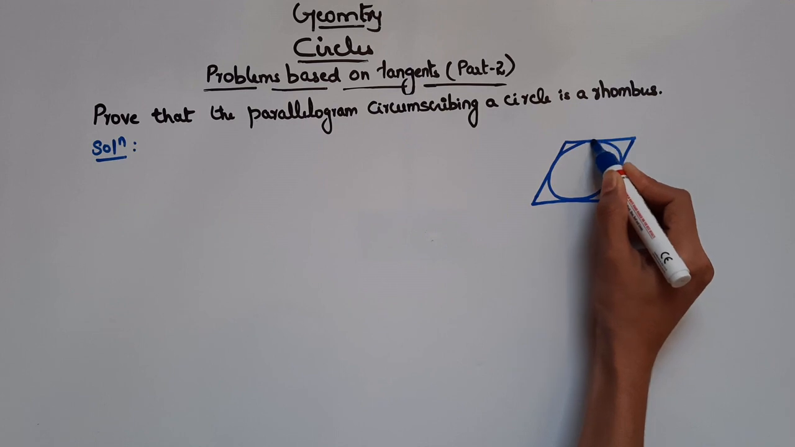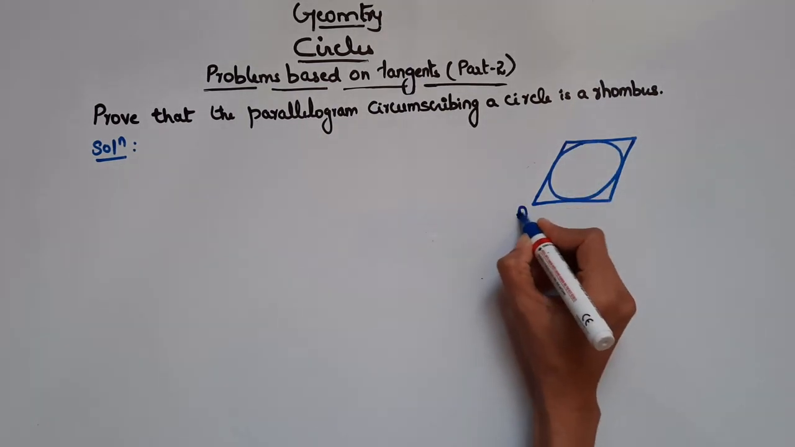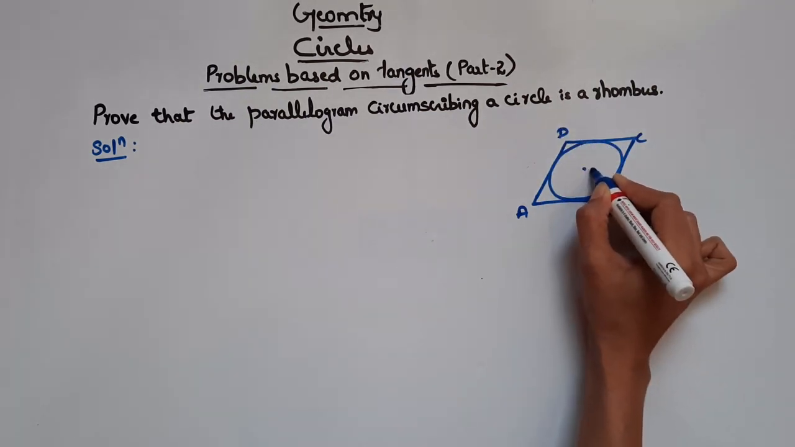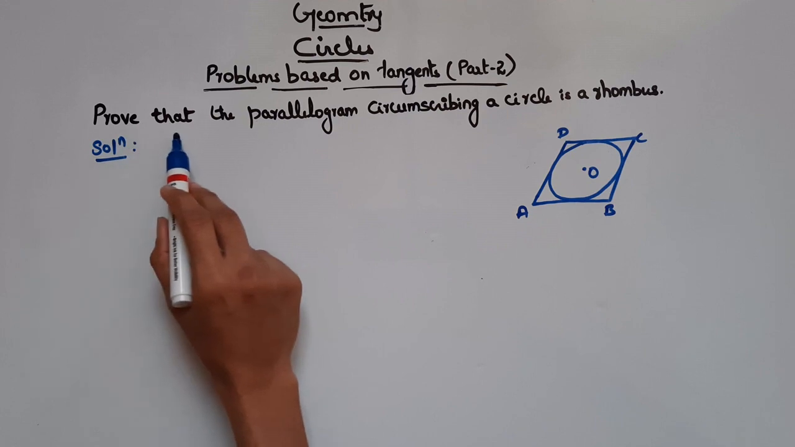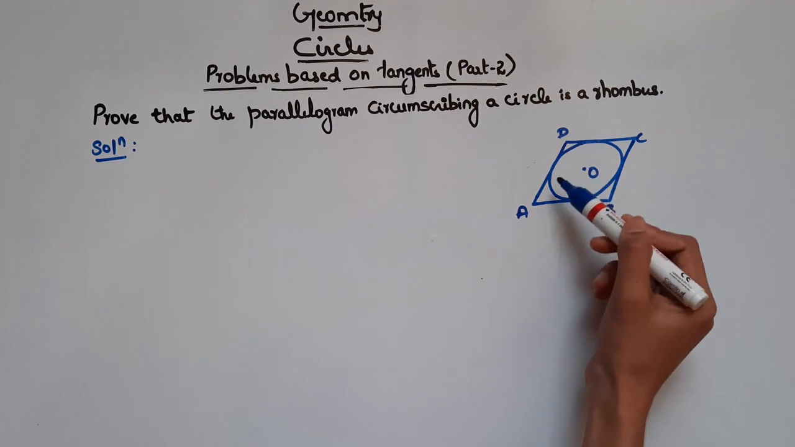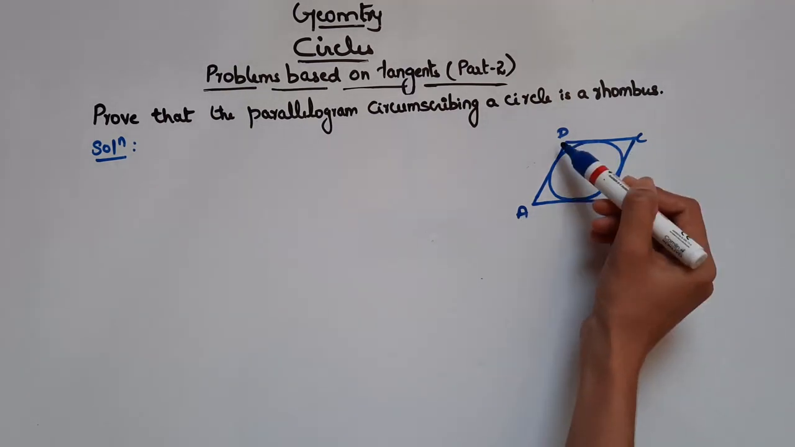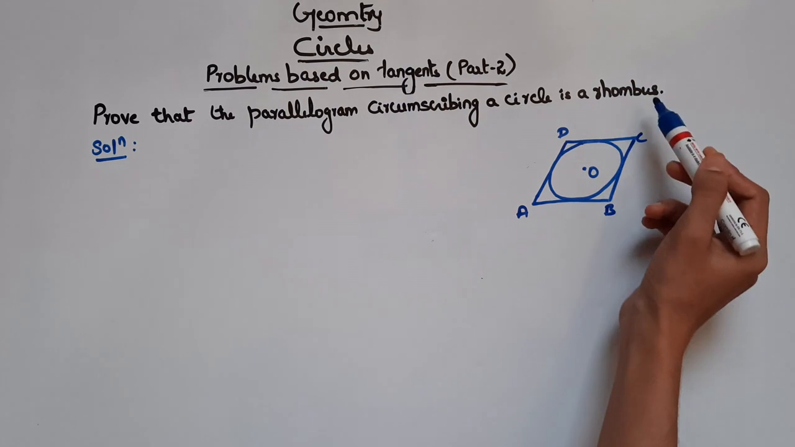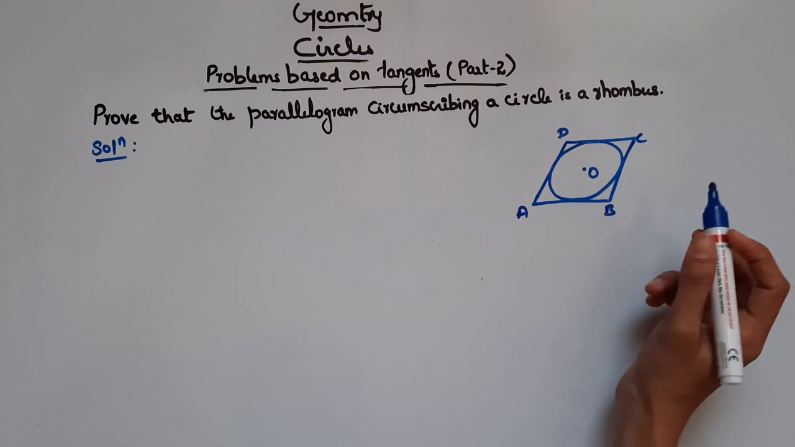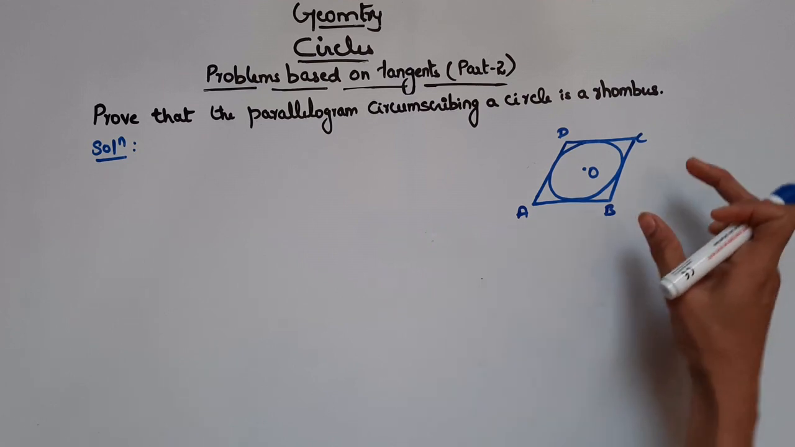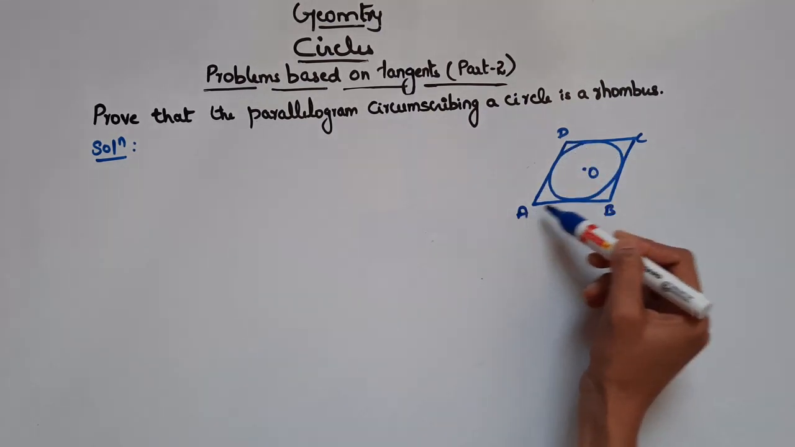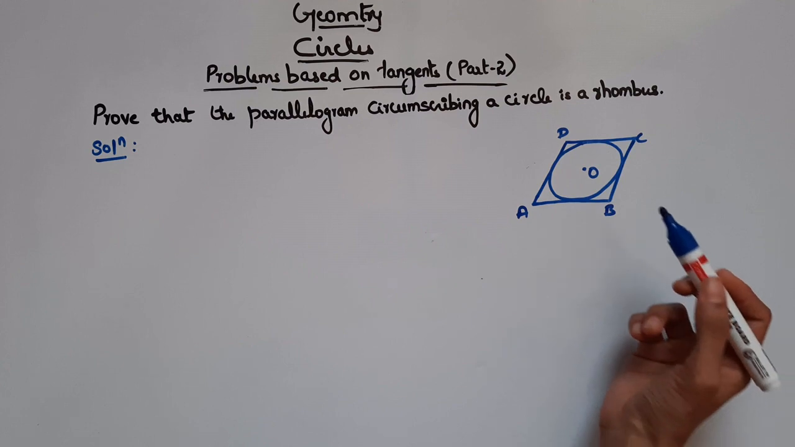within the parallelogram. Now let's take this parallelogram as ABCD, and we have a circle with center O. So here it says prove that the parallelogram circumscribing a circle is a rhombus. So that means we have to prove this parallelogram ABCD is a rhombus. Now what is a rhombus? In a rhombus we know all the sides are equal. So if we prove these sides AB is equal to BC, which is equal to CD, which is equal to AD, then we can say this parallelogram is a rhombus, right? So we have to prove this.